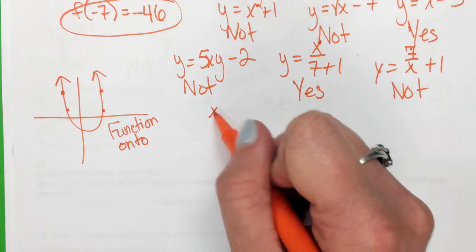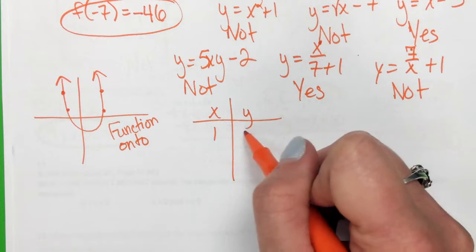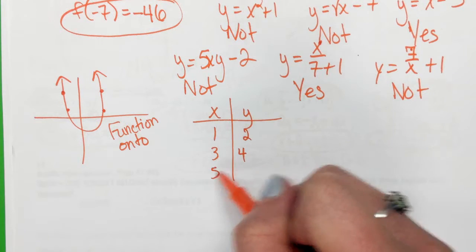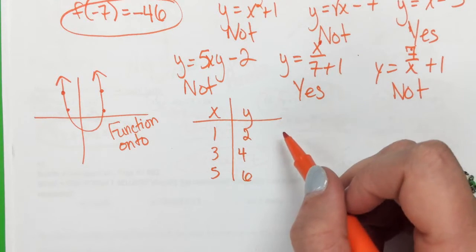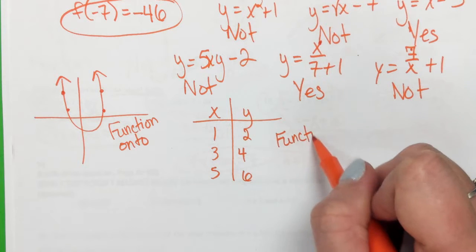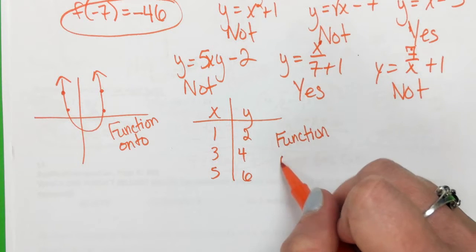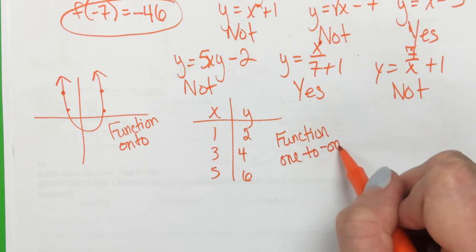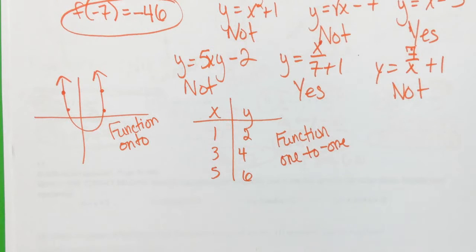All right, what about x, y, 1, 2, 3, 4, 5? What about that one? Function or not a function? Function. Then you tell me 1-to-1 or onto. 1-to-1, because it literally has 1 x with only 1 y. There's nothing that repeats at all. Does that make sense? There's no extra x's. There's no extra y's. So it's 1-to-1. It's a play on words. 1-to-1, onto. Do you understand these two?